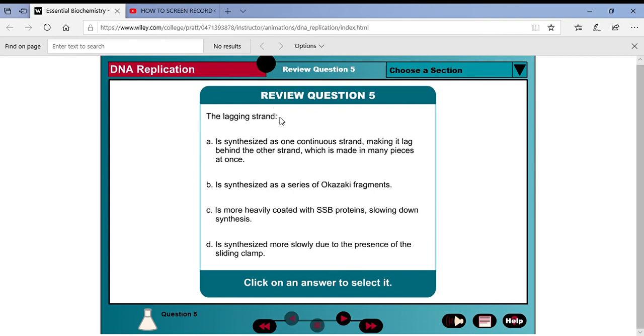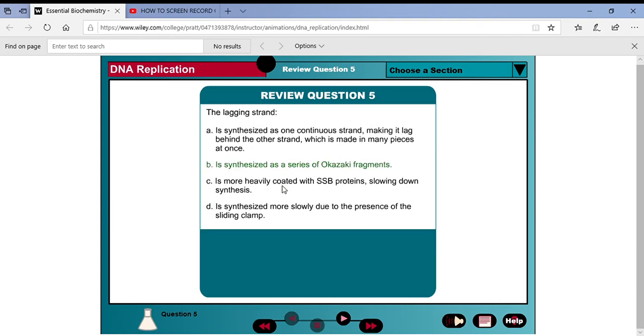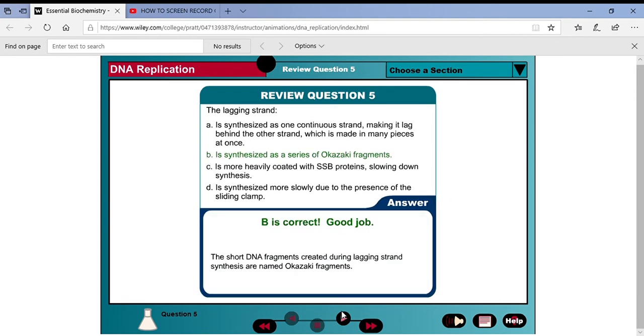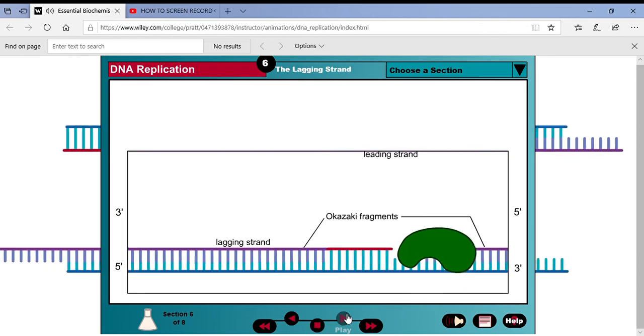The lagging strand: is it made continuously? Is it made in a series of fragments called Okazaki fragments, after the scientist who found them? Is it more heavily coated with SSB proteins? Is it made more slowly due to the presence of the sliding clamp? So it's made more slowly, but is that because of the sliding clamp? No. So the answer is B. You have to read the full question for each.